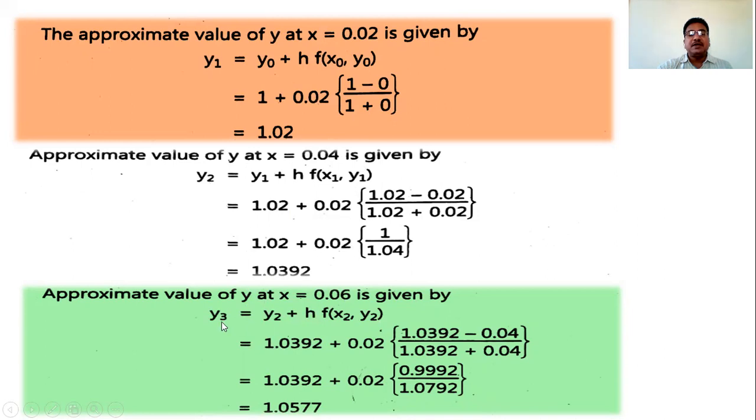Next, in the formula substitute n equal to 2. Then y3 is y2 plus h f(x2, y2). y2 is this value, plus 0.02 in bracket f(x2, y2) by using the formula. This is (y2 − x2) divided by (y2 + x2). What is y2? This is y2. And what is x2? x2 is this. These are the values of x, and we have this answer, 1.0577. This is y3, that is y at 0.06.